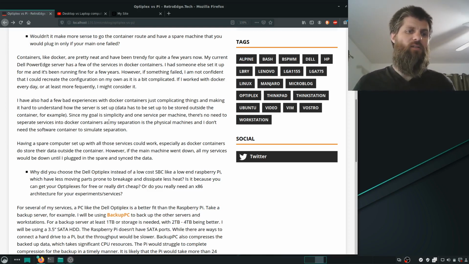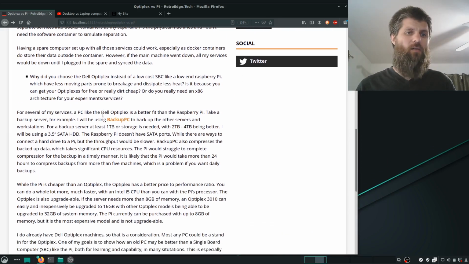So I've also had just a few bad experiences with Docker containers in the past. It's just complicating things and making it difficult to understand how the server is set up, where the data is. And since my goal is simplicity, there's no need for me to separate services into Docker containers, as my separation is already physical machines. So having a spare computer set up with all those services could work, but I'd just rather have everything running and my backup server be one of those things, and I can easily understand straightforwardly what's going on.